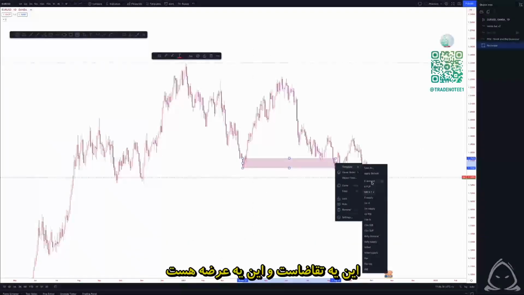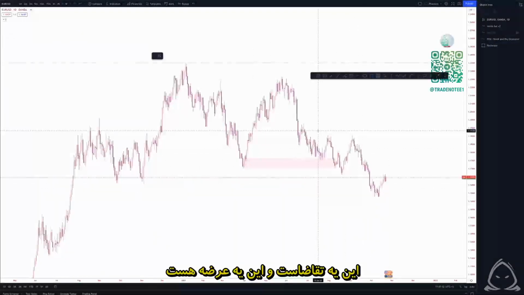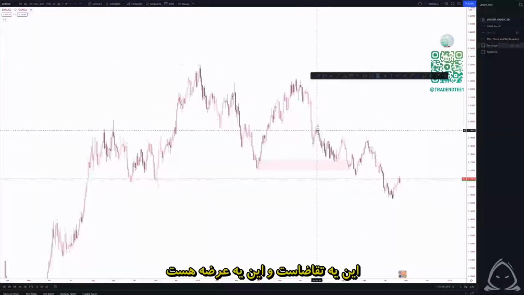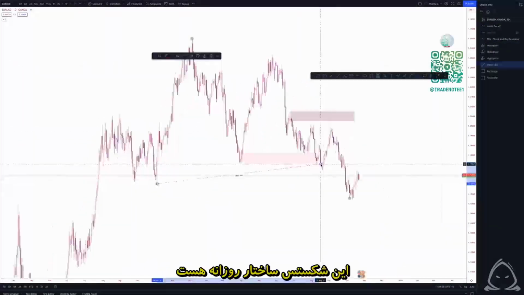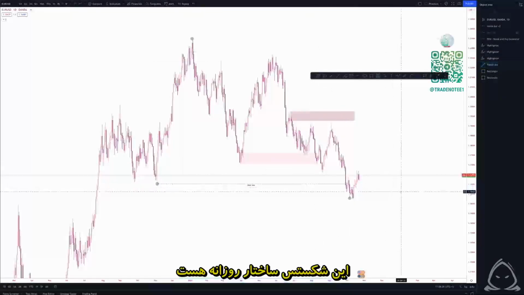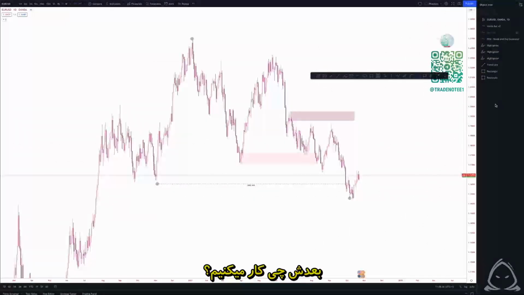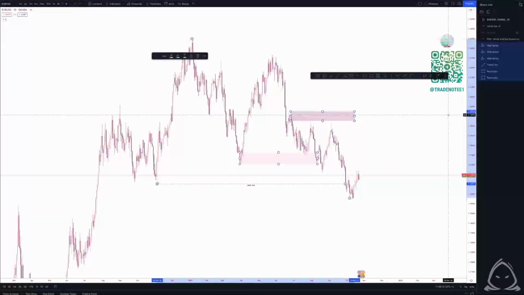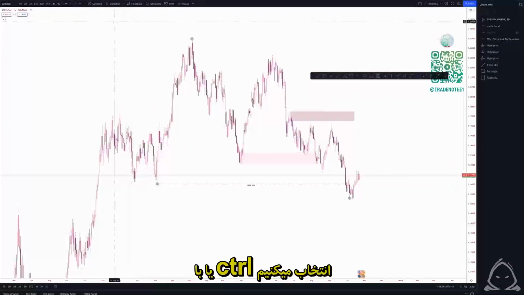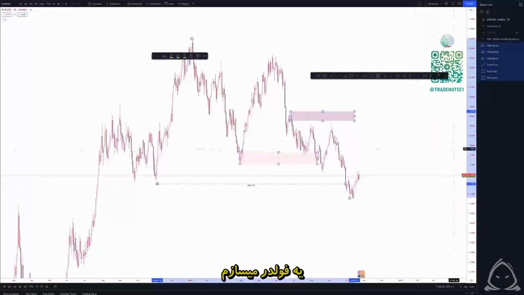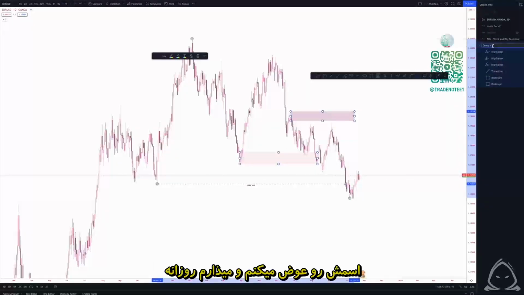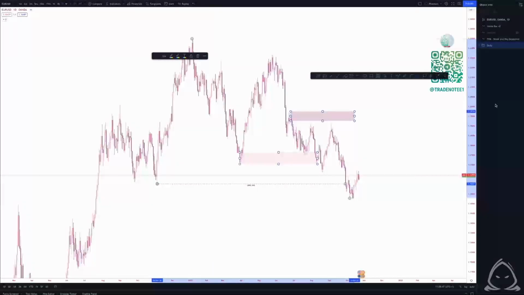So this is a demand. I just need to do it this way. And this is a supply. Let's put supply here. And yeah, this is a daily POI. So what do we do next? We click Shift as Brad taught us, or we just select with the control, right? And what I do is I create a folder, I rename that folder, and I say, this is daily. That's it.